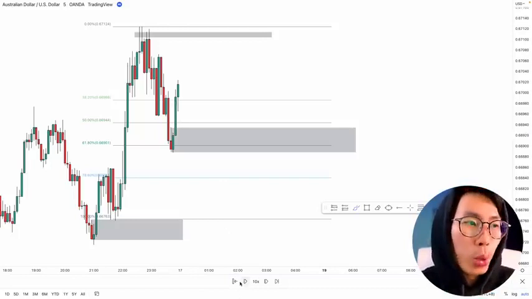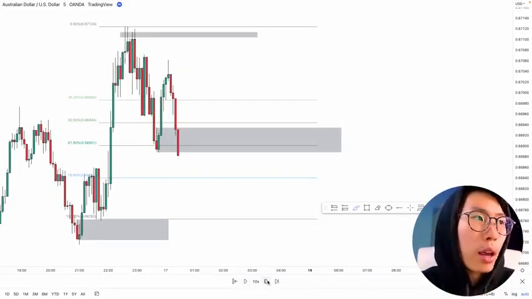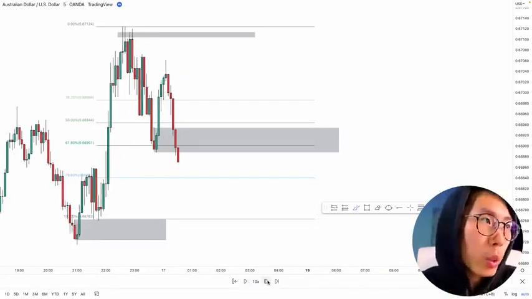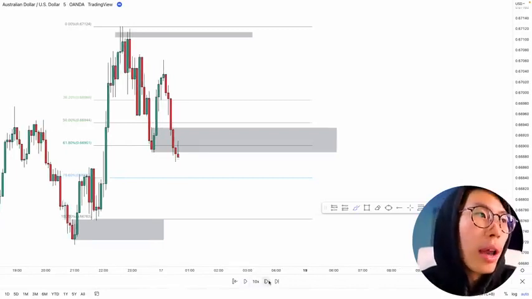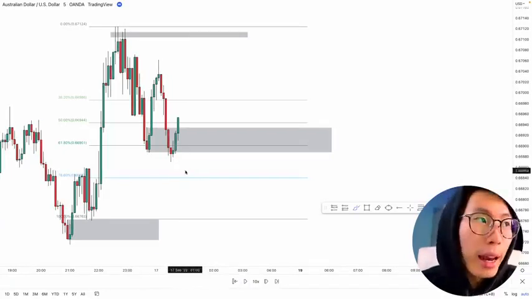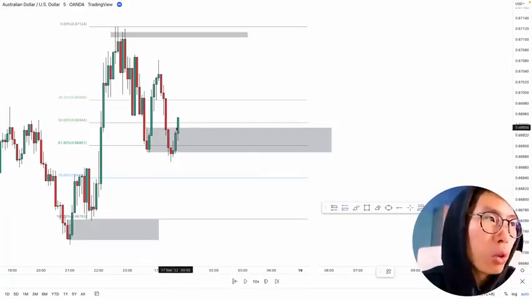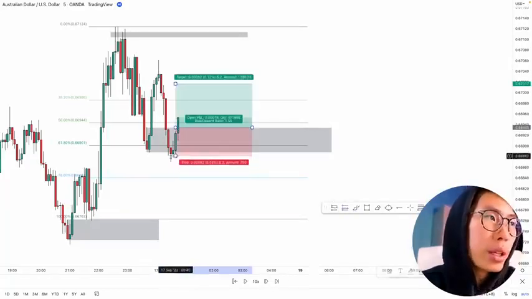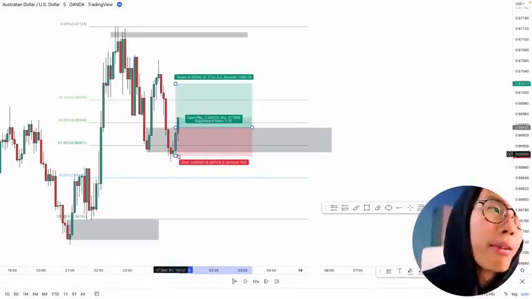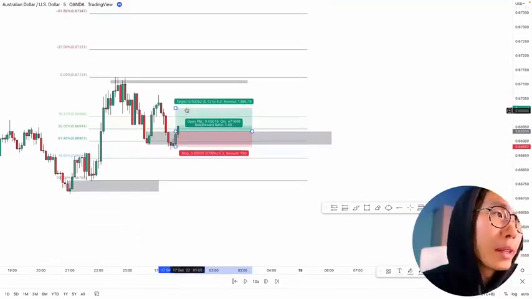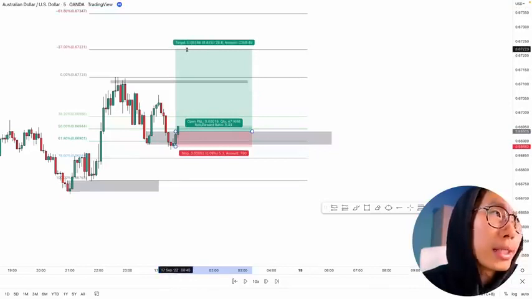So right now I'm still waiting for price to come back down to this area before entering the trade. So we see price came back down to this area and you can see price is just showing us that it's going to reverse and head back up. At this point of time, I will have entered my buy position right here. Once again, place my stop loss below this 61.8 retracement level or demand zone, whatever, and then place my take profit at the -27 extension level.